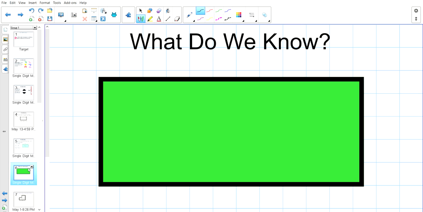Let's also review what we know about rectangles. We know that rectangles have 4 sides. We know that rectangles have 4 right angles.